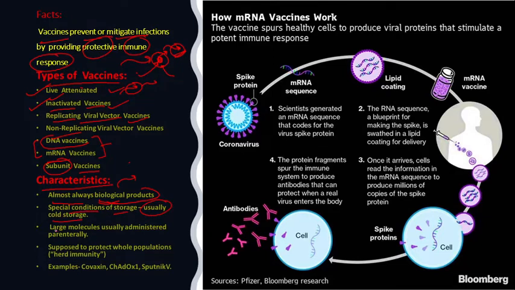Then large molecules are usually administered parenterally, and they are supposed to protect the whole population, because the population develops herd immunity. This herd immunity is an additional topic which is very important. We'll be seeing it in the upcoming lecture.